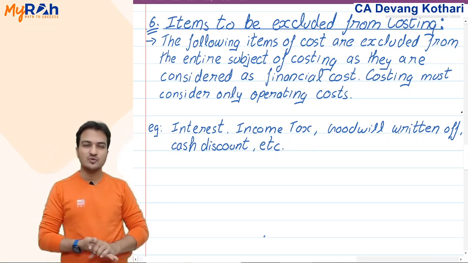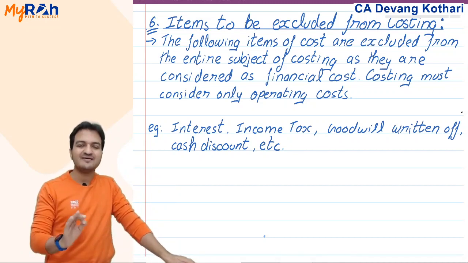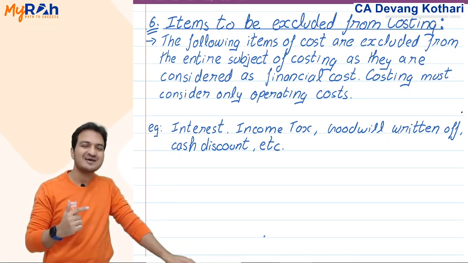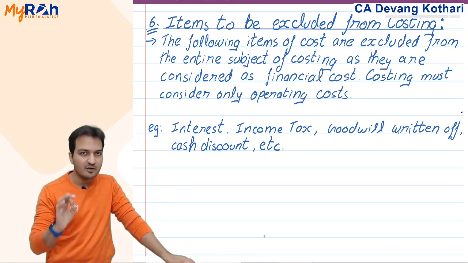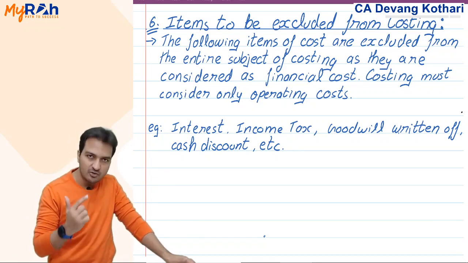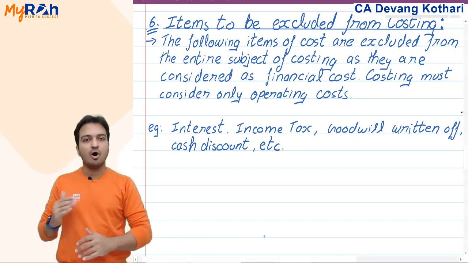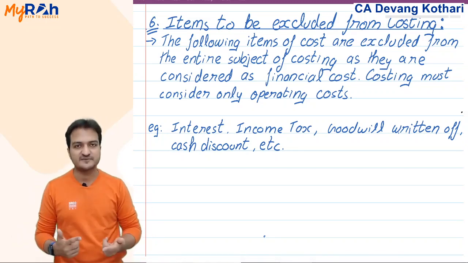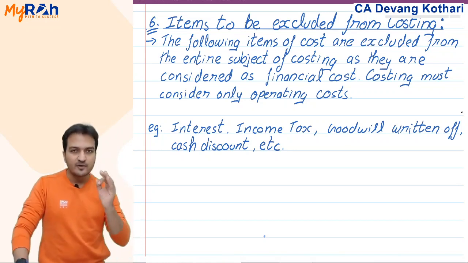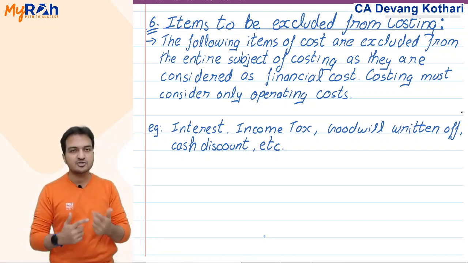Okay, we'll discuss. Now, the following items of cost are to be excluded from my entire subject of costing, from every chapter in costing. Why? Because these costs are financial cost. Now, my costing subject considers only operating cost. Operating cost means the costs which are incurred for day-to-day routine operations, for routine business activities. Operating costs are the costs which are incurred for production and sales. Operating means for production and sales.